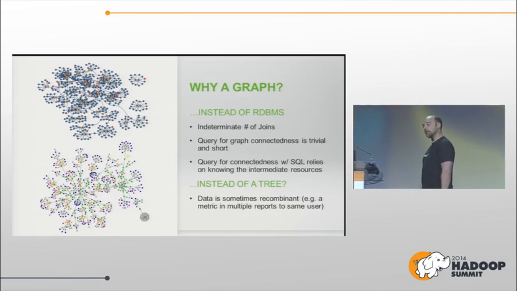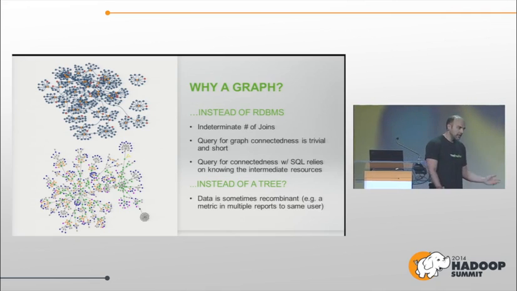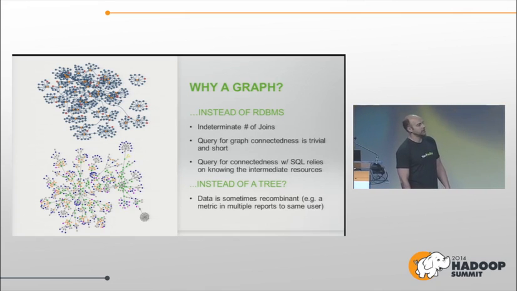Why didn't we use a tree? A tree data structure is very similar. It's a subset of a graph, but in our case, it doesn't apply because we have some recombinant scenarios.